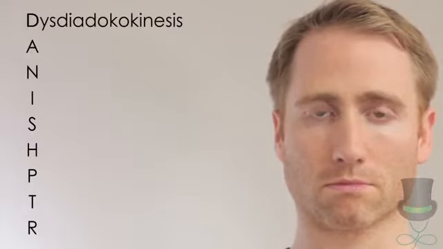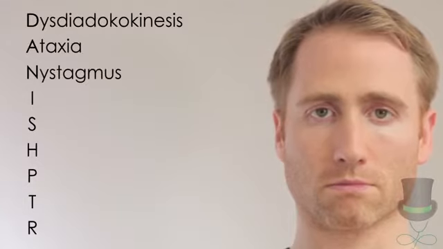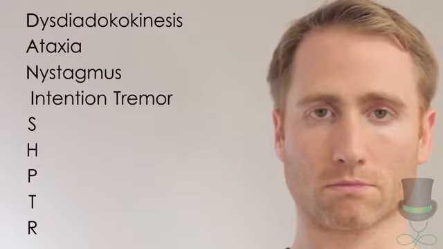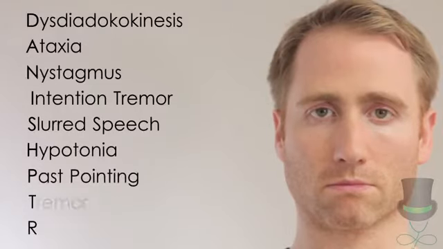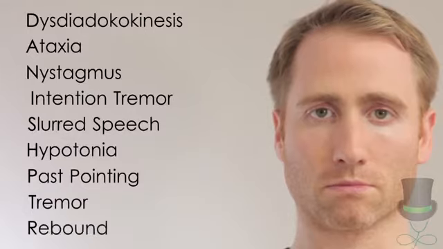The signs of cerebellar disease can be summarized with the mnemonic DANISH PASTRY. D for dysdiadochokinesis. A for ataxia. N for nystagmus. I for intention tremor. S for slurred speech. H for hypotonia. P for past pointing. T for tremor. And R for rebound. In practice, it is more efficient to test these in a different order, starting with the hands.